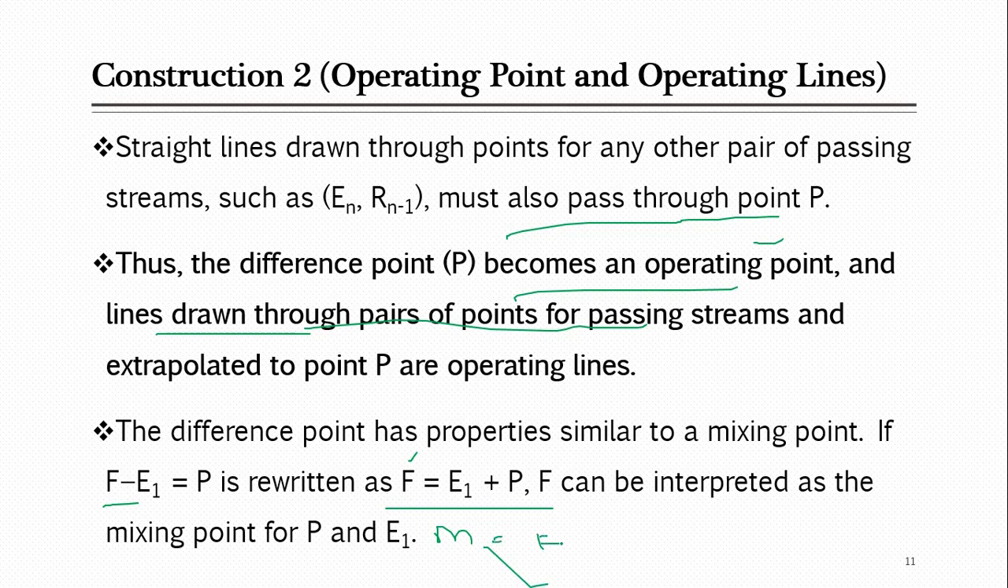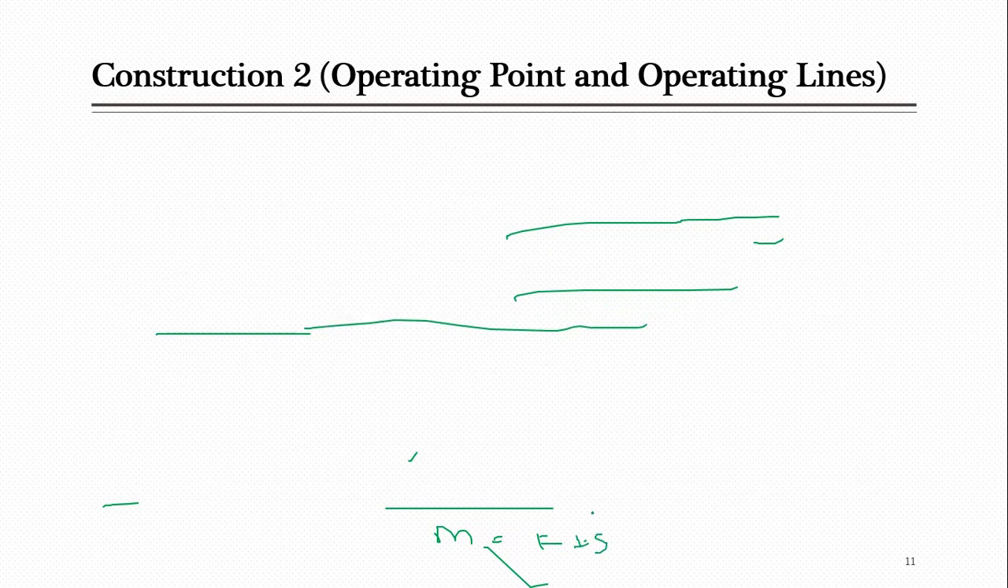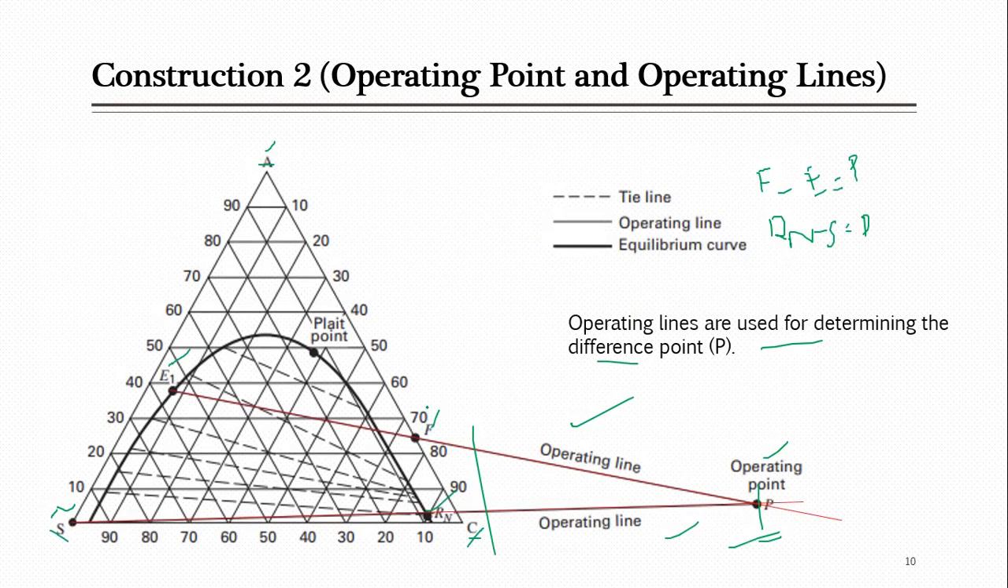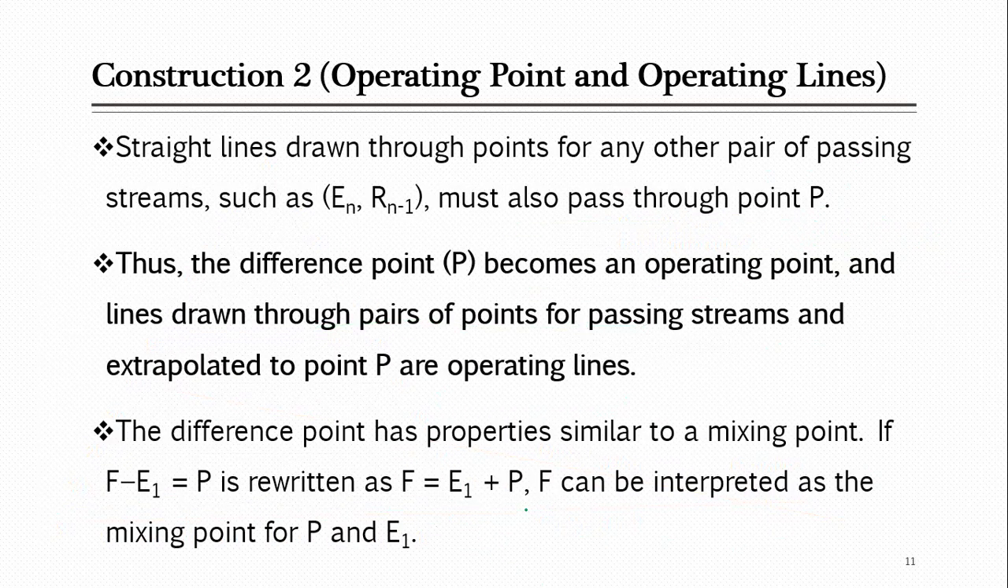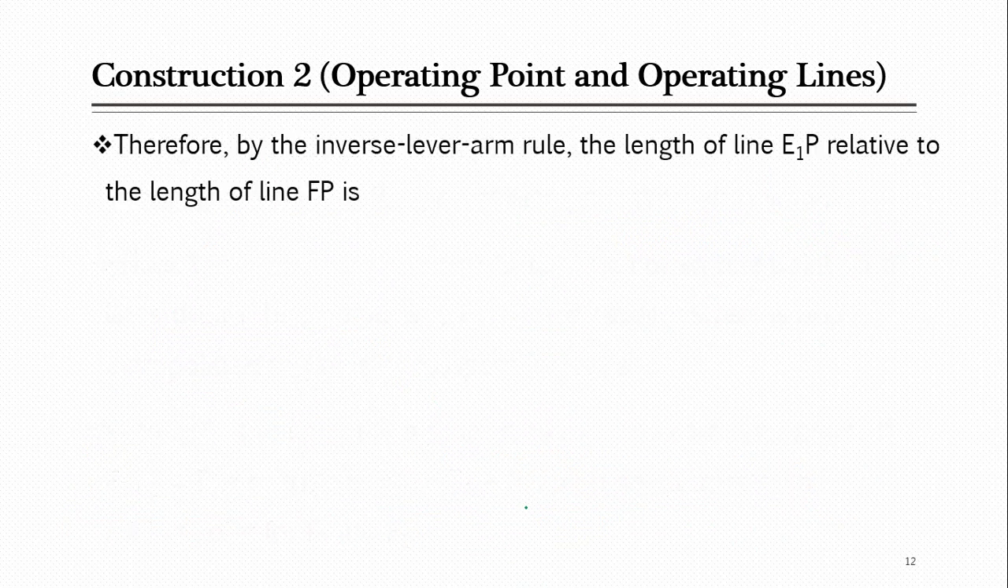So similarly, now F will be located somewhere between E1 and P, and you can easily see from the diagram that F is located in between P and E1. Similarly, if we rearrange this equation, Rn will be equal to S plus P, and this means Rn is located in between these. So this is how it works.